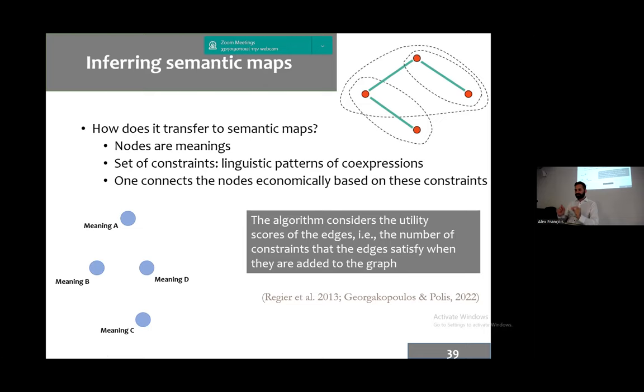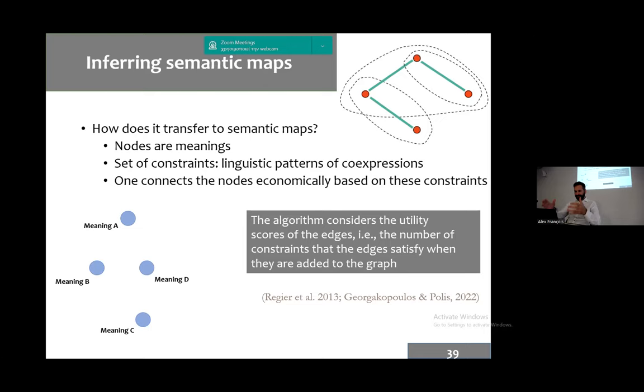So I added this edge. Remember that these are constraints. So the dashed lines here represent the constraints. So this is a constraint, this is another constraint, and this is another constraint. So by adding this edge, what's the number of constraints that I satisfy? The answer is two, right? Because remember that this is a constraint and this is another constraint. By adding this edge here, I satisfy this constraint, one, and that constraint as well, two. So the utility score of this particular edge will be two.